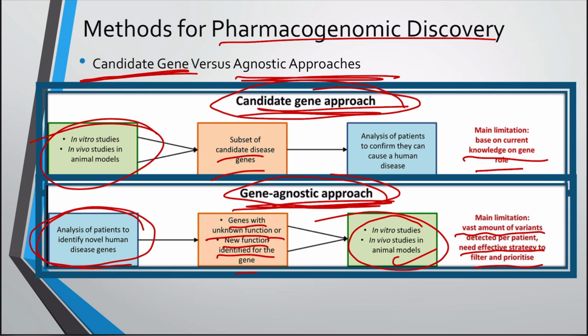A genome-wide association study, that is GWAS, is an approach to compare the genomes from many different people to find genetic markers which are associated with a particular phenotype or risk of disease. So the genome-wide association study basically comes under the gene agnostic approach. So this is about the different methods of pharmacogenomic discovery.